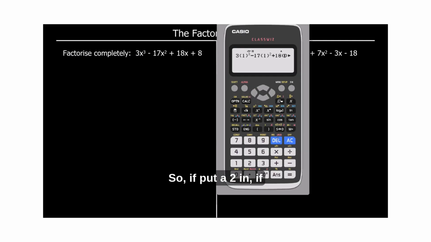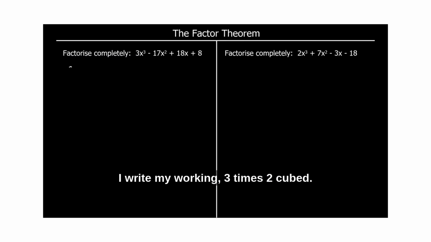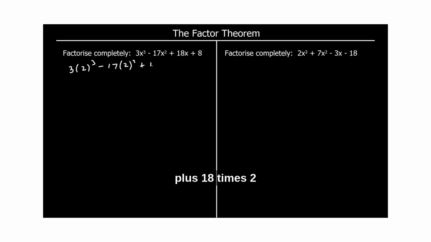How about a 2? So if I put a 2 in, if I substitute 2 in, I get 0. So I write my working, 3 times 2 cubed minus 17 times 2 squared plus 18 times 2 plus 8 equals 0. So 2 makes it equal to 0. So x minus 2 is a factor.